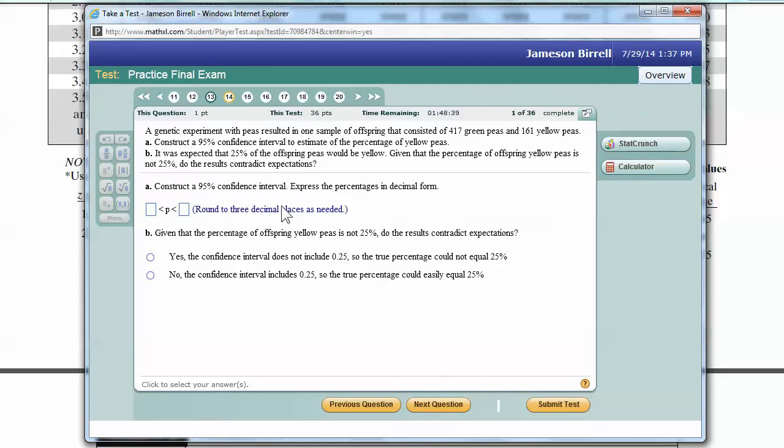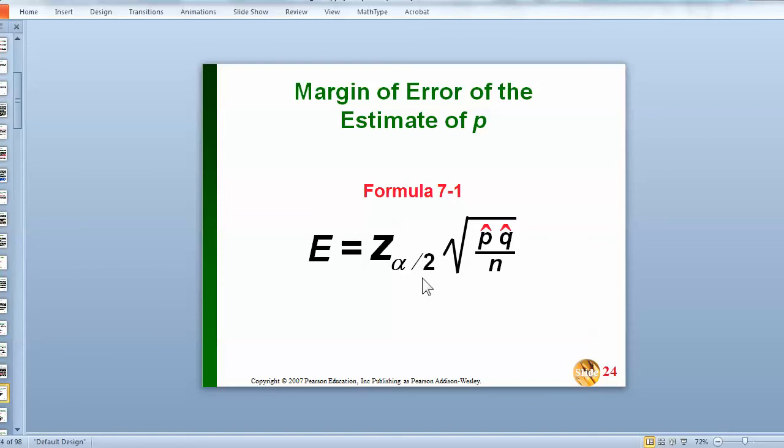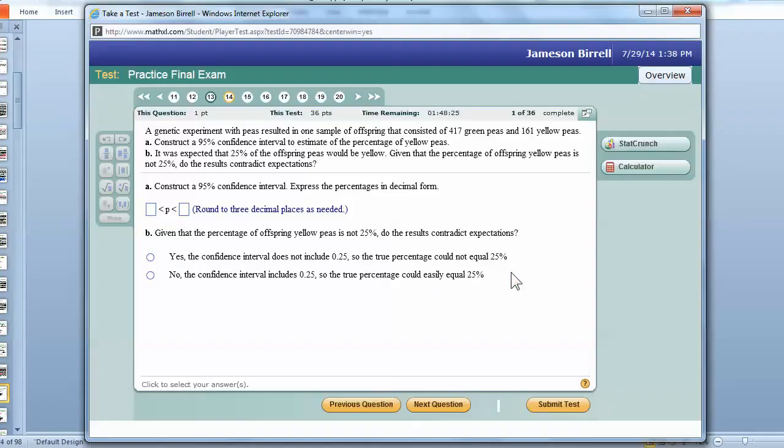If you're using the normal distribution, which we are, and we know that because you see that it's z sub alpha over 2. So that's going to be 1.96, multiplied by the square root of p hat times q hat over n. Our p hat, since we're using a confidence interval to estimate the percentage of yellow peas, then our x will be 161, and our n will be the sum of those two, 161 plus 417.